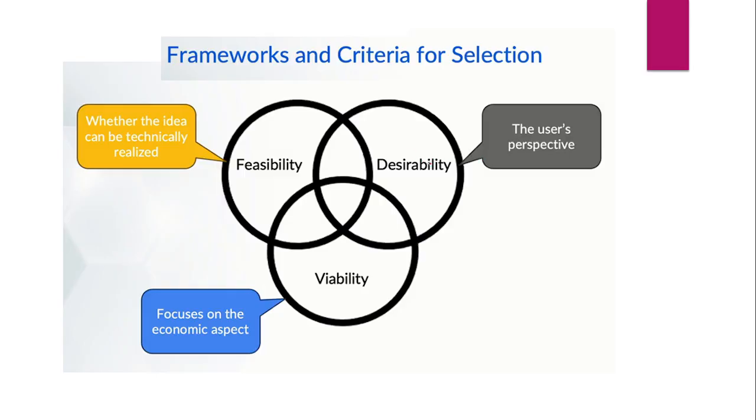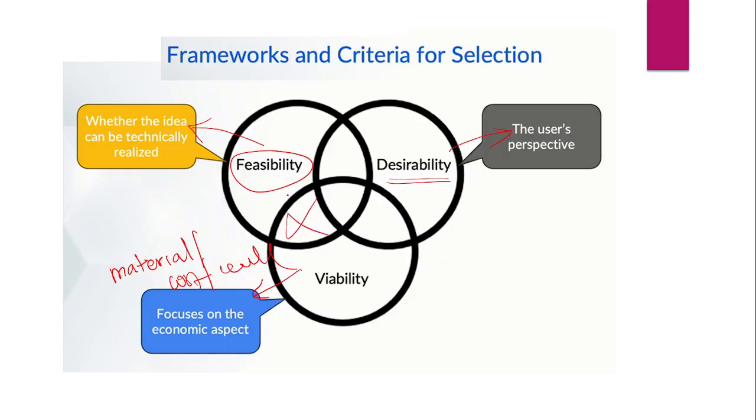Now you can see desirability. What is the meaning of desirability? Desirability relates to the user perspective. Feasibility is whether the idea can be technically realized, whether it can be technically converted into a thing, whether it is possible or not. And viability focuses on the economic aspect. Economic aspect means my idea has to be converted into a product, so I need material, costing, and all the parameters have to be analyzed here.